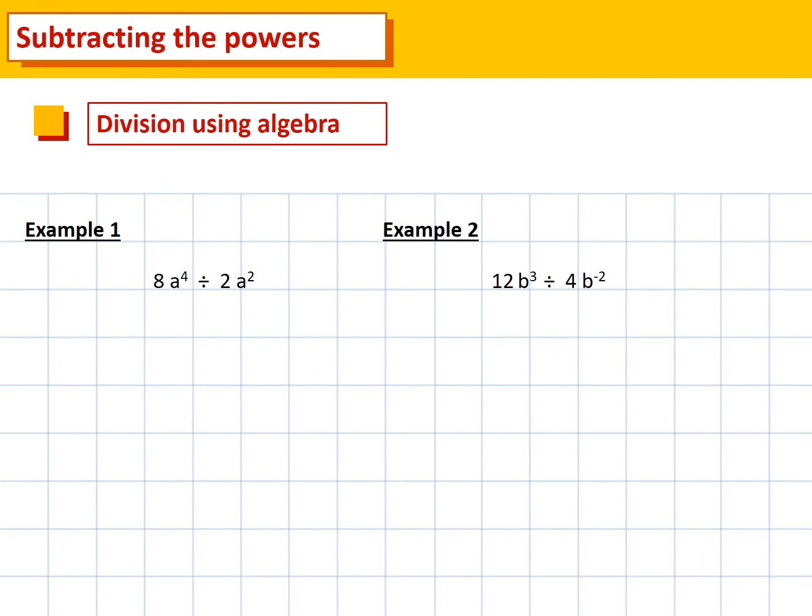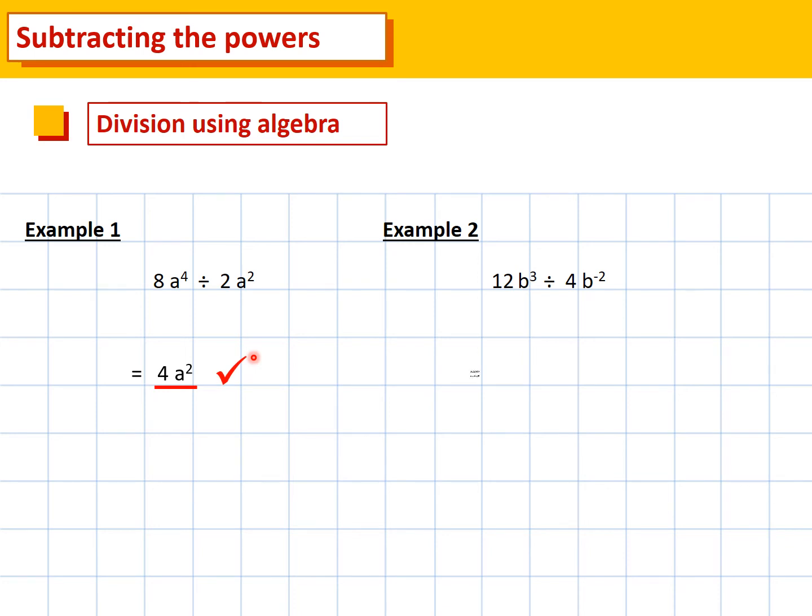The division rule using algebra. Example number 1. Concentrate on the number 8 divided by 2, well that's clearly 4. Then the a term, a to the power of 4 divided by a squared, we subtract the powers, so our final answer will be a to the power of 2. So it's 4a squared.